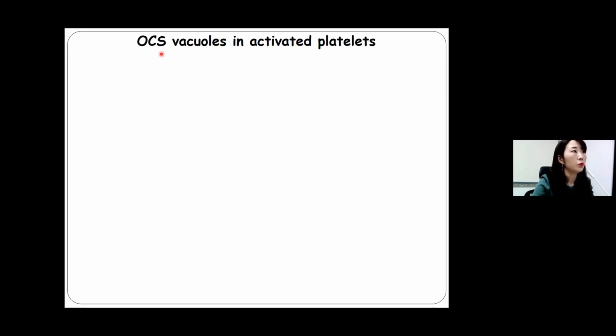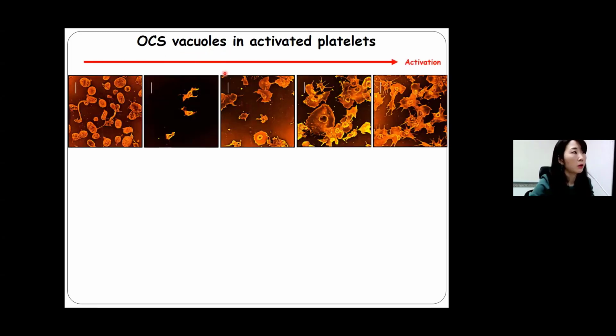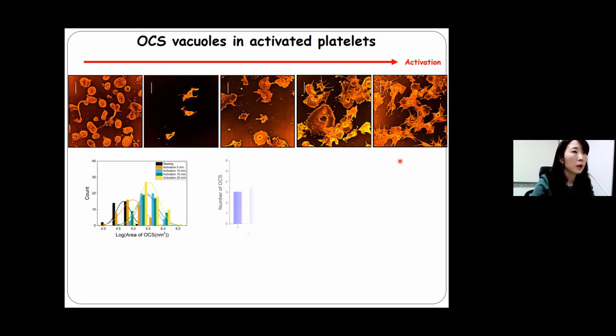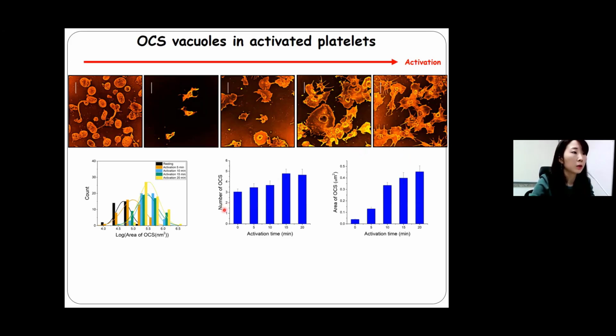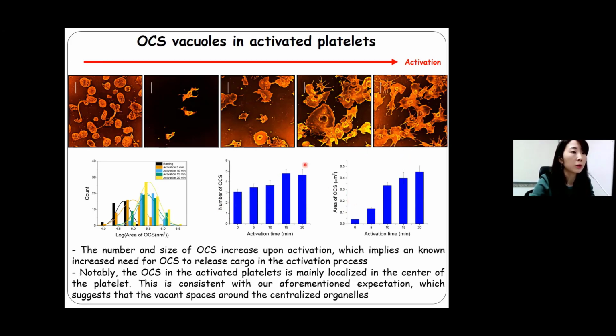So to observe them, we took STORM imaging for the OCS vacuole by using the membrane staining. And fortunately, by using the membrane staining, the non-red staining, we could observe the OCS vacuole in super resolution for the first time, as shown here. And from this STORM imaging, we found that the number and the size of OCS increases during this activation. We also found that the OCS in the activated platelet is mainly localized in the center of the platelet.